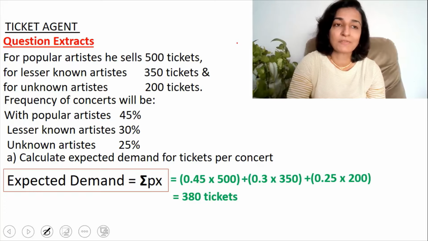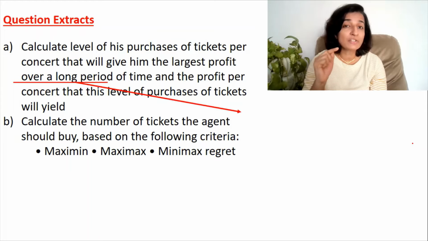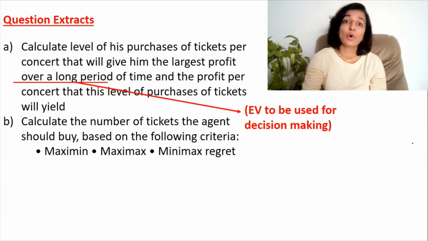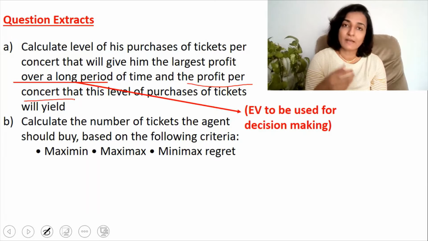Now going to the second part of the question, calculate the level of his purchases of tickets per concert that will give him the largest profit over a long period of time. Long period of time, what does it mean? It means that the decision is to be repeated many times, which means that we have to use expected value or EV for the decision making, and the profit per concert that this level of purchases of tickets will yield. It means that we have to guide the ticket agent as to the number of tickets that he has to buy if he has to make the maximum profit in the long run. That is the reason why EV is adopted.